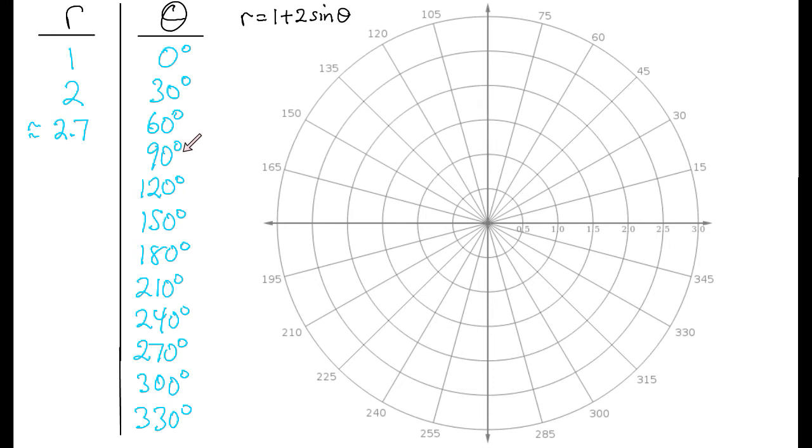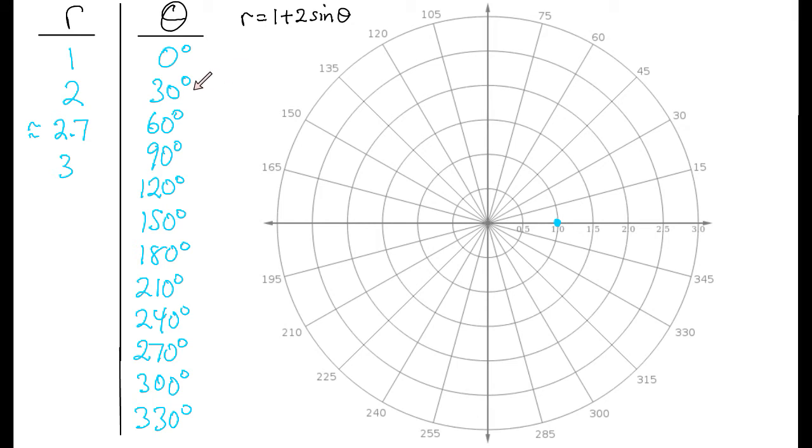Okay, 90 degrees. Sine of 90 degrees is 1. 1 plus 2 is 3, and that's what r is. Why don't we go right ahead now and plot these points? Right, so when theta is equal to 0, I get r is equal to 1. Here we go. It's a nice chunky point right there.